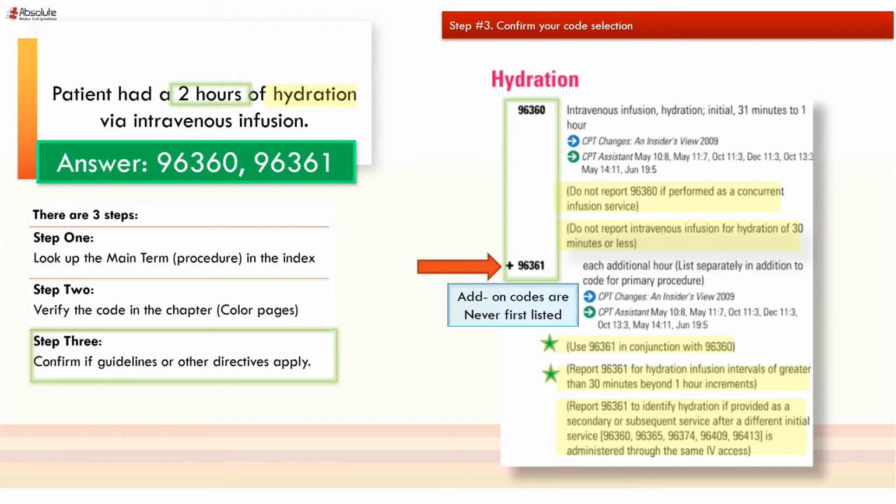Add-on codes can never be first listed. Just always remember that. When you take the CPC exam, you will definitely be tested on this guideline. It's a very general guideline, but a very important one. Add-on codes can never be first listed. Yes, I'm going to say it again. And a little tidbit is, you can never append a modifier 51 to an add-on code as well. That's something else you would get tested on. But just know that anytime an add-on code is first listed, it is wrong. So this is the correct way of sequencing it, 96360, 96361, and that is our answer.